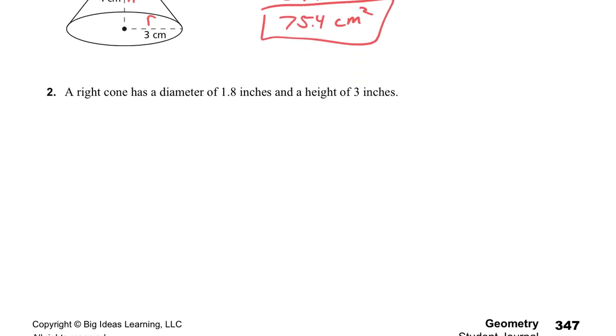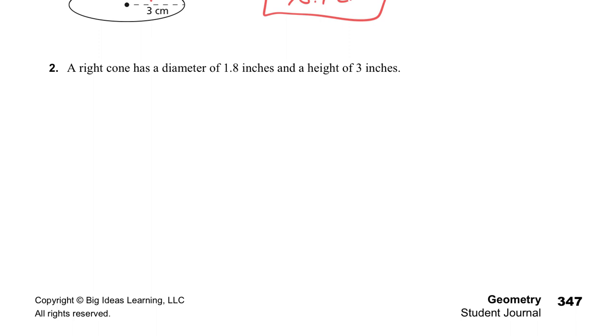Next, we have a right cone with a diameter of 1.8 inches and a height of 3 inches. Let's assume here that this is a slant height, just for our sake right now, because we're going to deal with when it's not a slant height later. So if it's a diameter of 1.8, that would be a radius of 0.9.